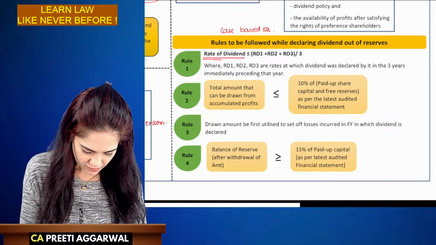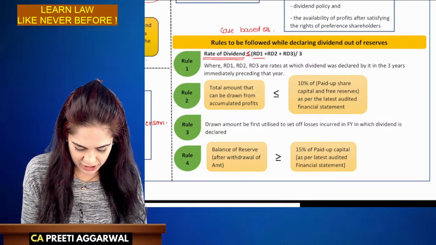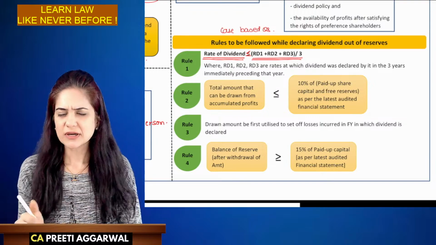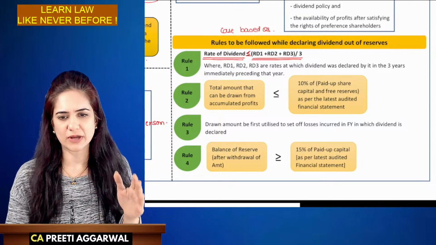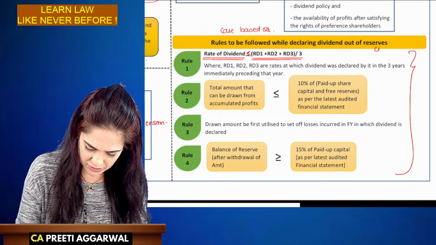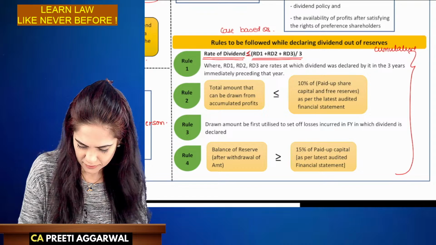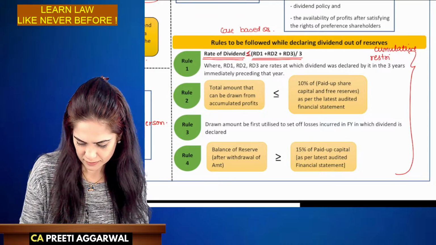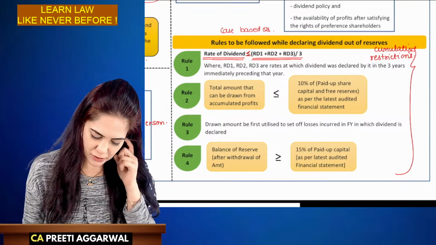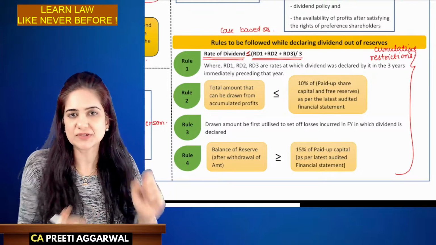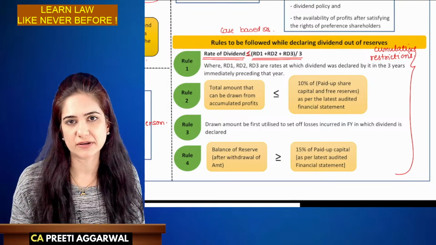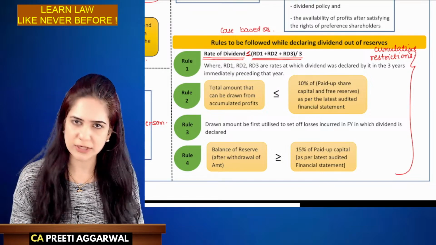The rate of dividend should be less than or equal to the average rate of dividend during the last 3 years. So these are restrictions. You need to ensure that all these restrictions are complied with. They are cumulative restrictions. All have to be complied with. The rate of dividend that you are giving should be less than the average rate of dividend in the past 3 years. If the company has not declared any dividend in the last 3 years, then this provision will not apply.